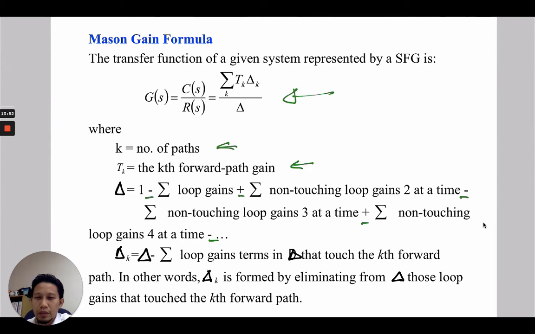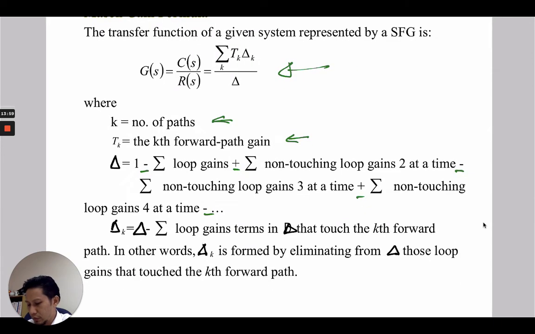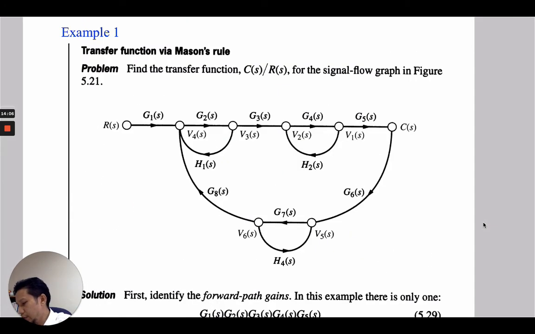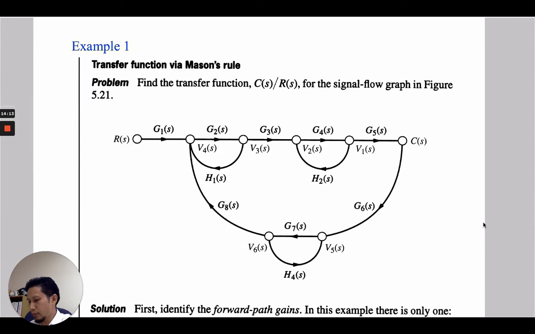In other words, delta K is formed by eliminating from delta those loop gains that touch the kth forward path. So just leave it as the definition here. I will show you the examples that will give you more detail of how to do the block diagram reduction using SFG and Mason gain formula.